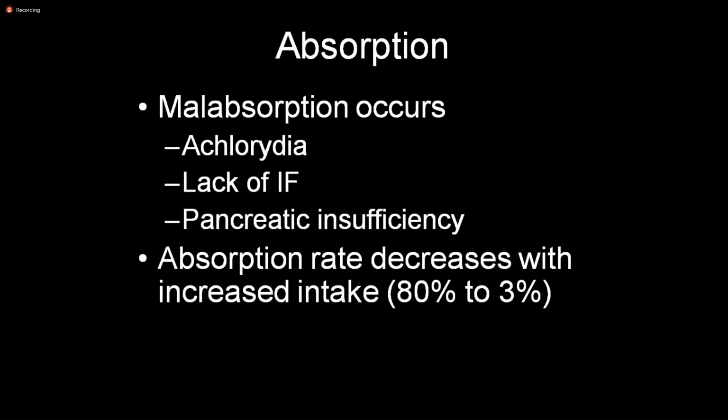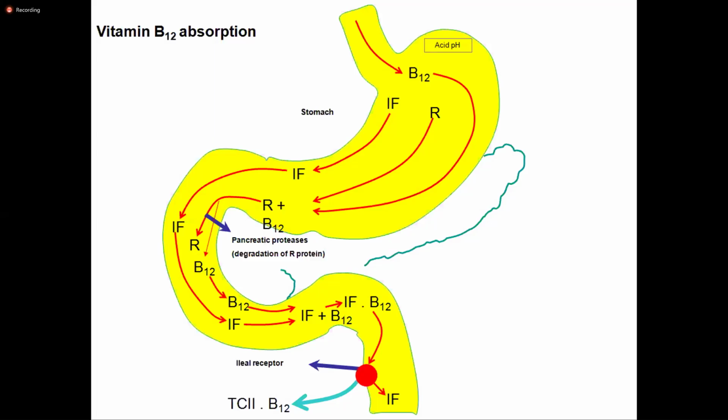The absorption rate decreases with the increasing intake. If you take a large amount of vitamin B12, due to saturation, not all the vitamin you have taken will be absorbed. If there is a saturation of this intrinsic factor or binding proteins, all the consumed vitamin B12 will be lost in the feces. So it depends on the saturation and the amount of vitamin B12 that you take in the diet.